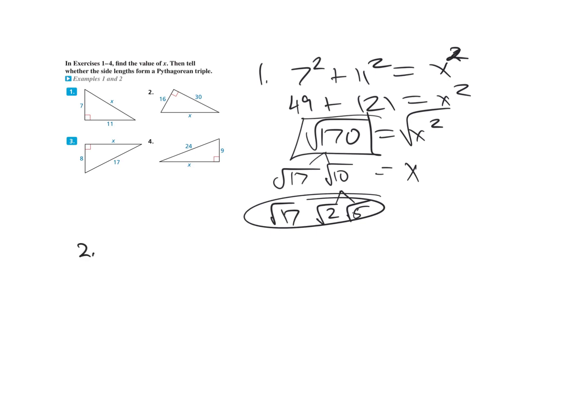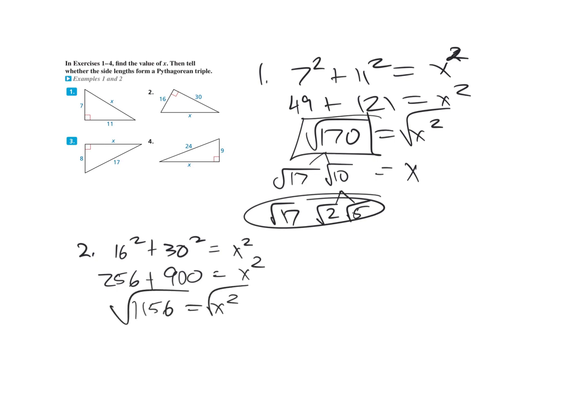All right, number 2. We have 16 squared plus 30 squared equals x squared. X is in the c position again. So take your calculator and figure out what all of these things are. Take 16 squared, and you get 256, and 30 squared is 900. So that would be 1156, and take the square root of 1156. You get 34. That's x. And so this is a Pythagorean triple, 16, 30, and 34.